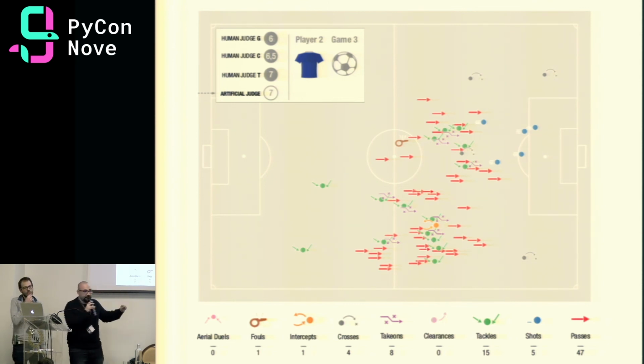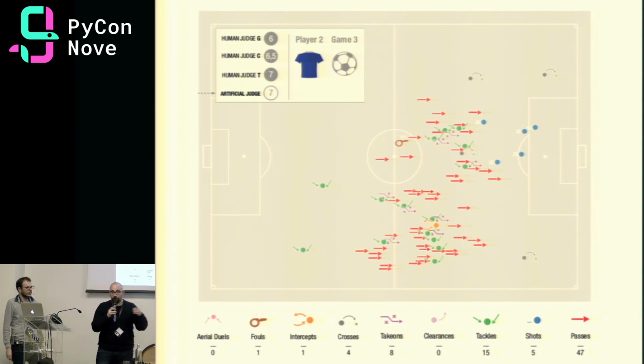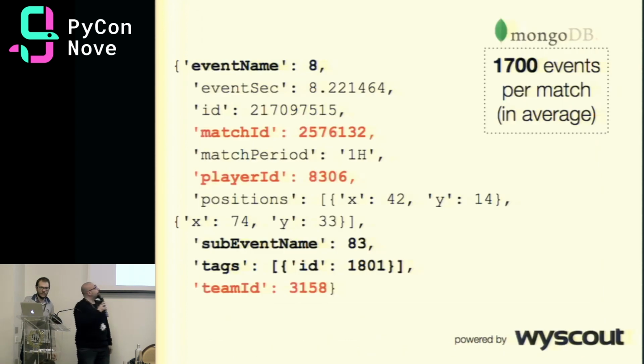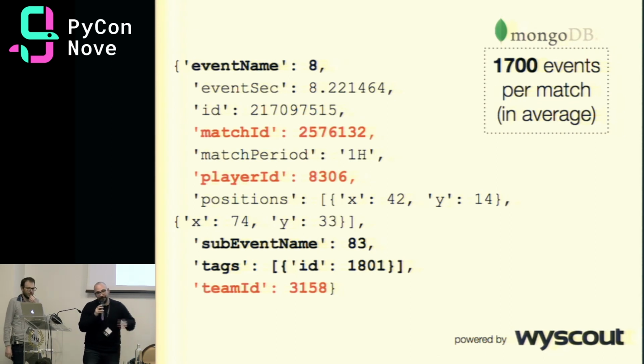Consider that technically, this visualization comes out from a manipulation of raw data collected by a company in Italy called Wyscout, which is the leader company in the world for soccer and talent scouting. And the data has the following structure. Basically, each event is a Python dictionary or a Python dictionary-like structure. We have several pieces of information attached to each event.